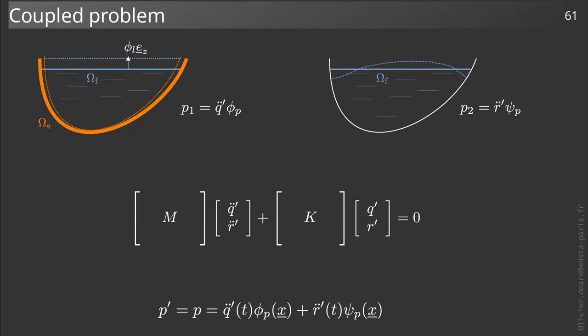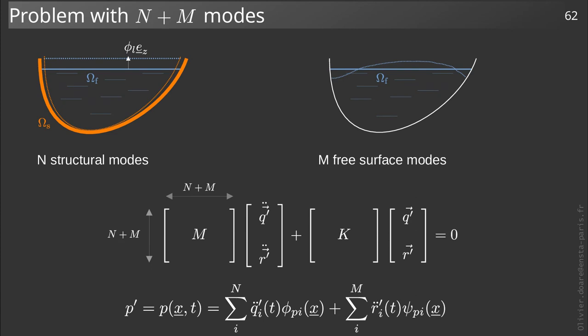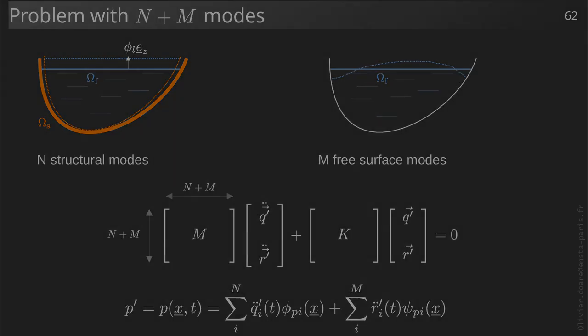Finally, this approach of separating the complete linear problem into two sub-problems allows us to describe the fluid-structure coupling in the form of coupled oscillators, one for the structure, the other for the fluid. We could extend this approach to a coupling between n structure modes and m free surface modes. The matrices would no longer be of size 2 times 2, but n plus m times n plus m, and the total pressure in the fluid would be the sum of all mode contributions.